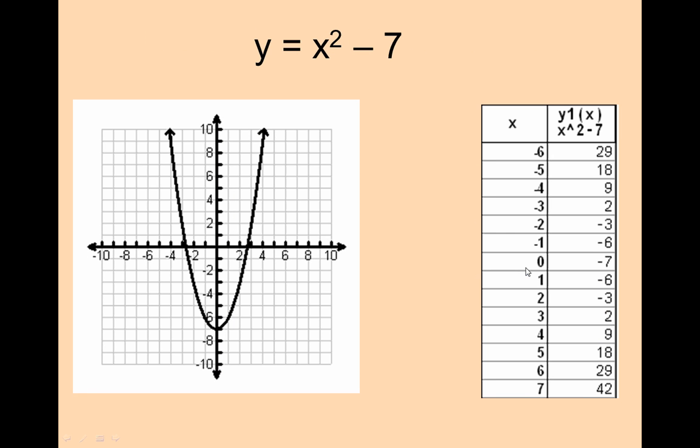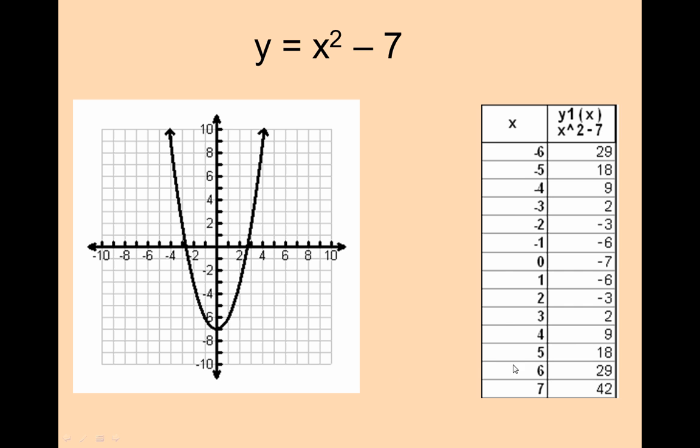Look at the next one. How is this equation different from the quadratic parent function? It says negative 7, minus 7, right? How did the parabola move? How did it change? It went lower, right? It shifted down. It's not sitting at 0, 0, right?